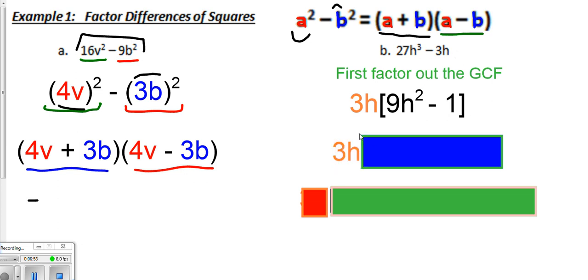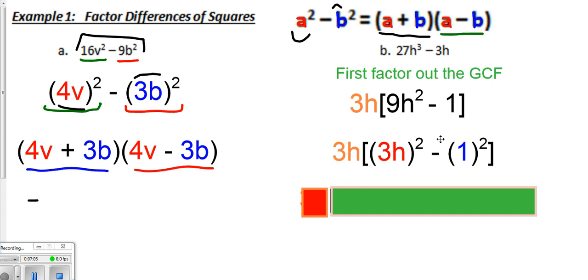So this 3h is going to stay on the outside still. 9h squared and then minus 1. We can recognize that as two different monomials squared. 9h squared is the same as saying 3h, this amount, squared. And 1 is the same as 1 squared. So now we've got it into a spot where we can recognize it like our form from up here. 3h is our a value now. 1 is our b value, so we just plug it into these spots up here.